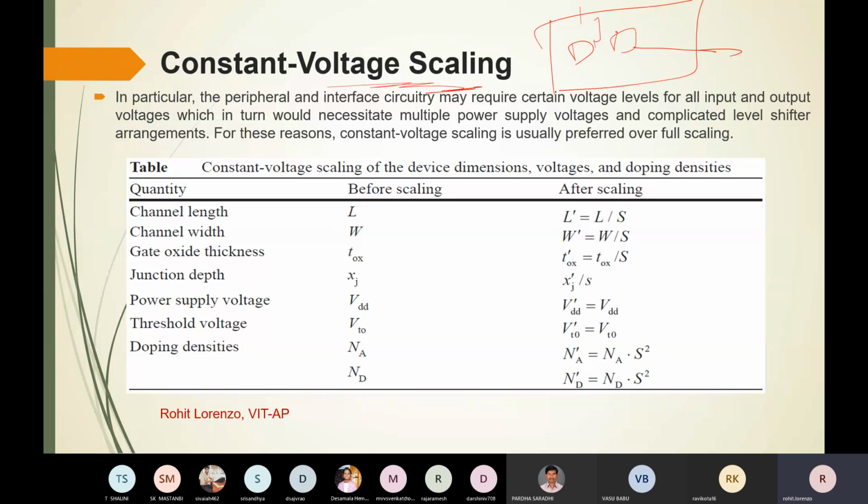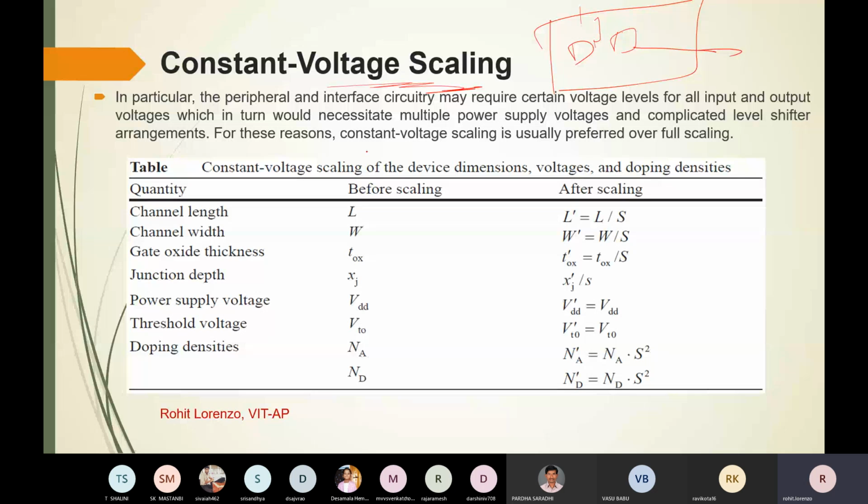At that time, constant field scaling is not very useful because overall we scale down the supply voltages, but I need some constant supply at some part. So that's why the need comes for constant voltage scaling. Overall, the thing is the same. Voltage is fixed here. The rest of the parameters will scale.